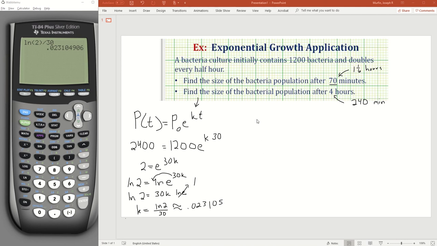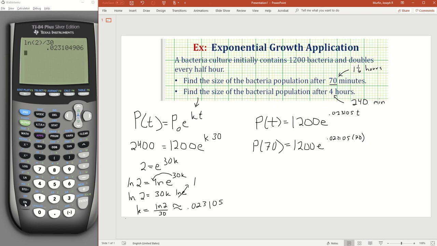So now we're going to put k back into our equation. So we've got 1200 still, and then e, and then now we're going to put in the 0.023105, and then our t. And now we can use this to answer the rest of the question. So after 70 minutes, I just need to put in a 70 here. And put this into my calculator and see what I get.